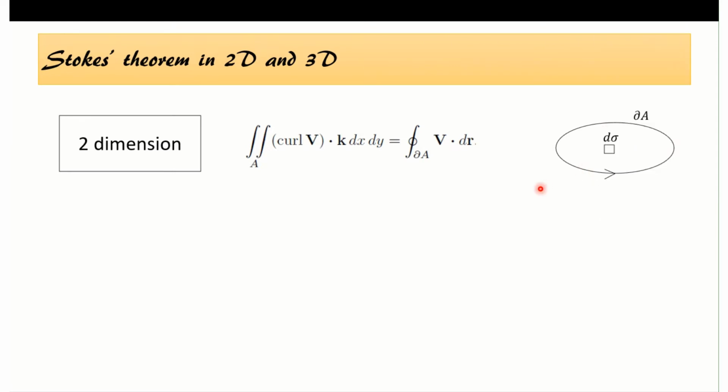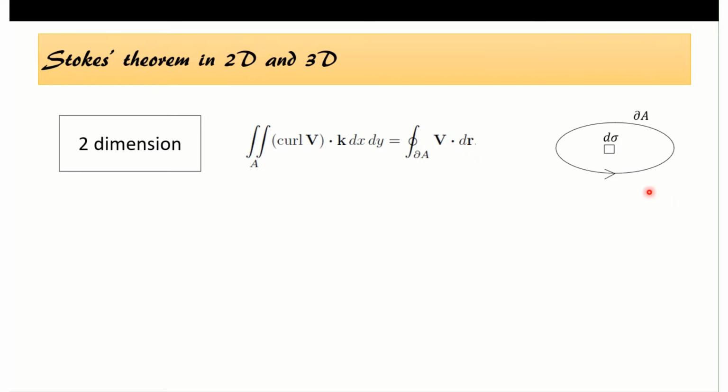So for the Stokes theorem in 2 dimensions, here is the equation where you relate the integral of the curl of the vector v, dotted with k, that is the direction normal to the surface, to the integral of the vector v along a closed line.